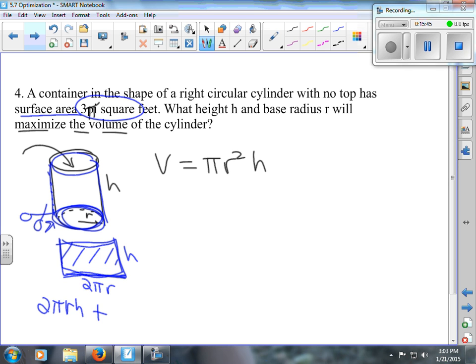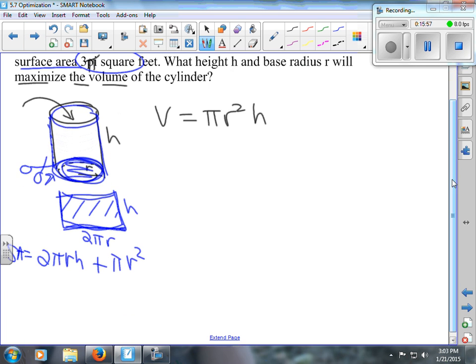Plus, I have the base, pi r squared area. It's open, so I don't have a top. So that's my surface area, and that is supposed to be 3 pi square feet. So 2 pi r h plus pi r squared equals 3 pi.